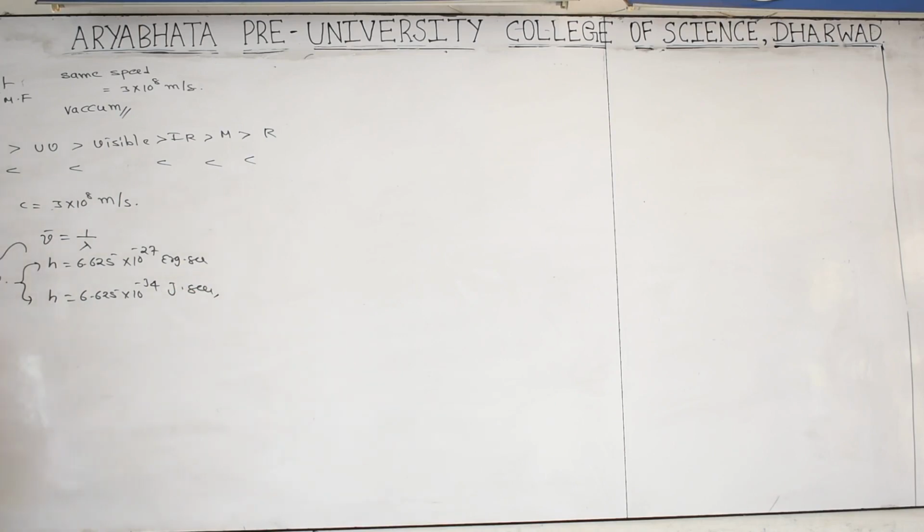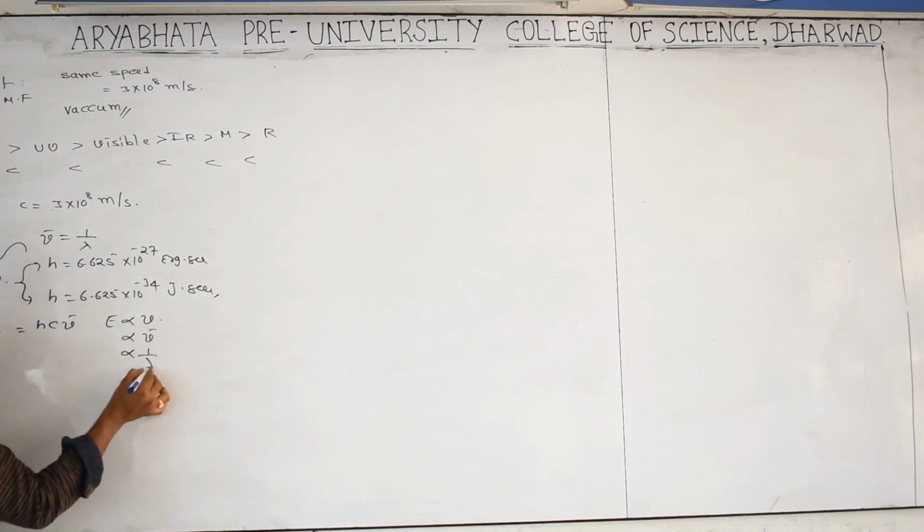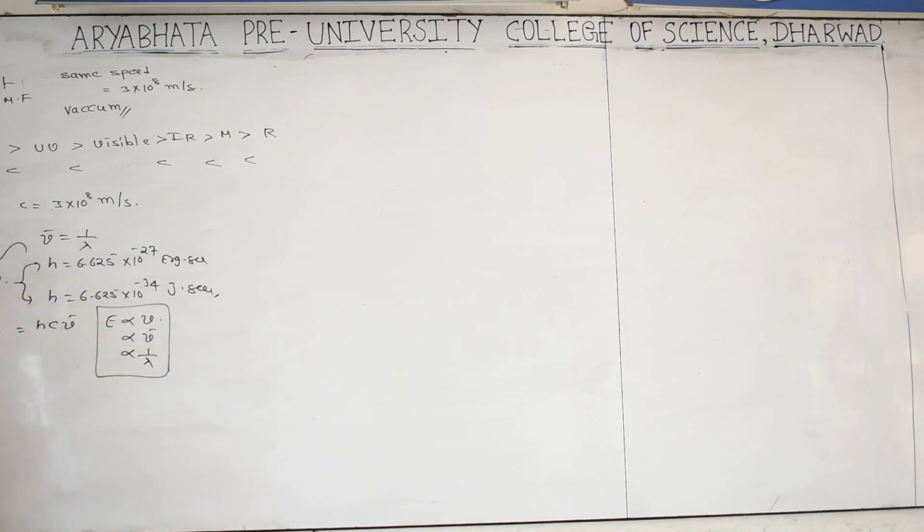Okay, now we can do something here. E is equal to hc by lambda, so E is equal to hc into 1 by lambda. 1 by lambda means nu bar. That's why energy is directly proportional to frequency and directly proportional to wave number, but inversely proportional to wavelength. This is important. Are you clear? Yes.